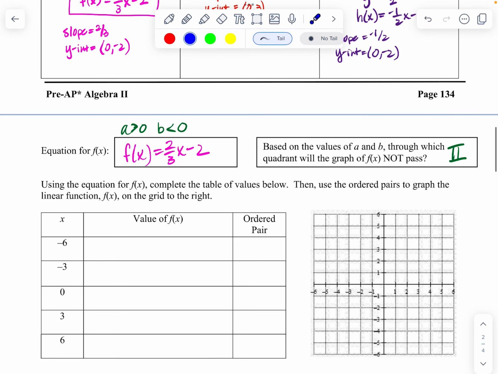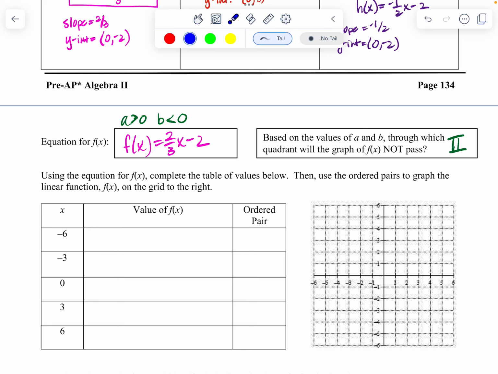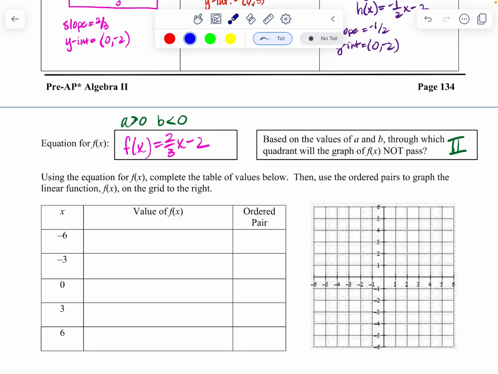Okay, so we're going to plug in different values of x into f of x and get a y value, all right? So if we want x to be negative 6, we're going to plug that in to figure out what our y is. A function always is going to generate y values for you. Whatever you plug in for x, you get an answer. What's your input? So our input here is negative 6. So we're going to take our function, which is 2/3 times x, and our x is negative 6, and we're going to subtract 2.